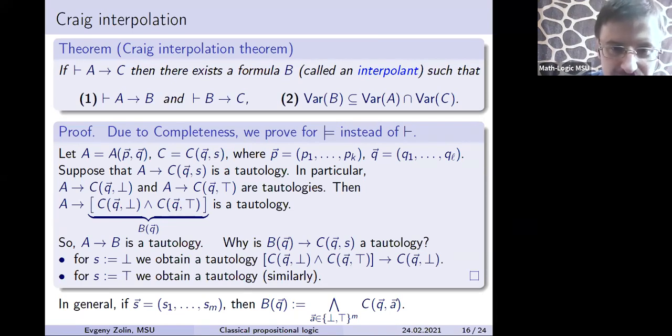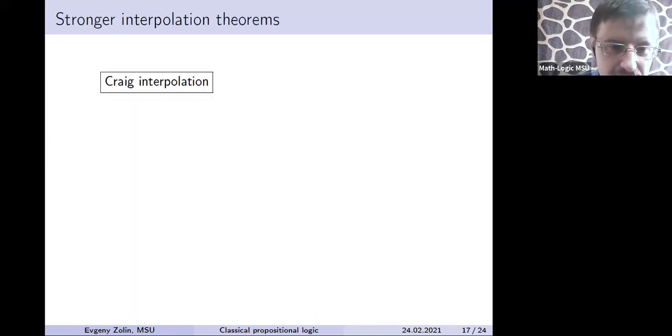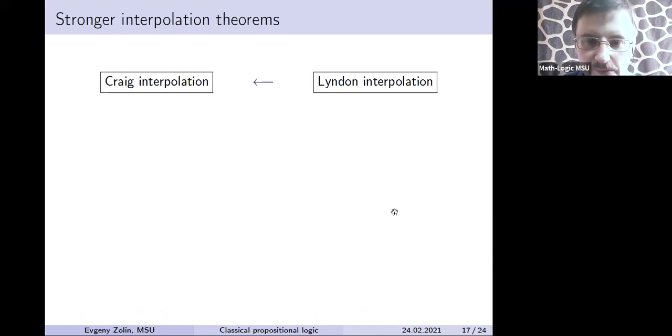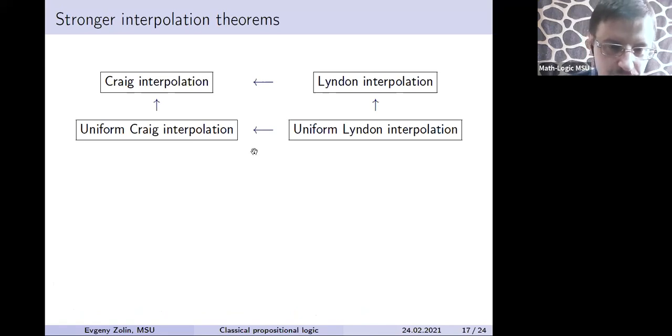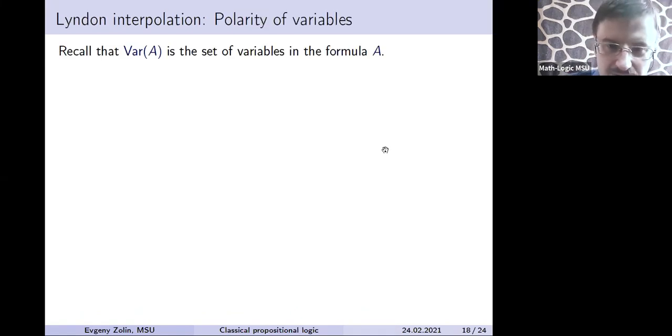But the Craig interpolation theorem is not the only interpolation theorem. There are also other variations on interpolation. Lyndon proved a stronger version, again for classical predicate logic with quantifiers, with predicates, and so on. There is also a uniform version of Craig and a uniform version of Lyndon interpolation. Lyndon interpolation is formulated easily, but we need an additional thing.